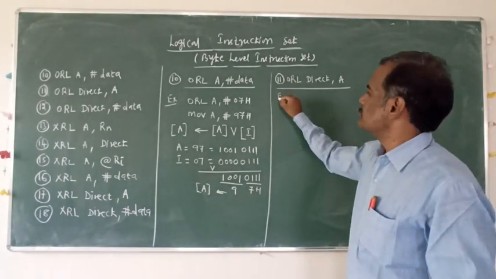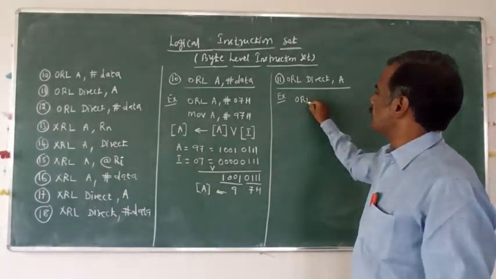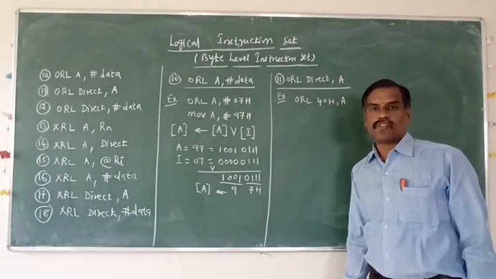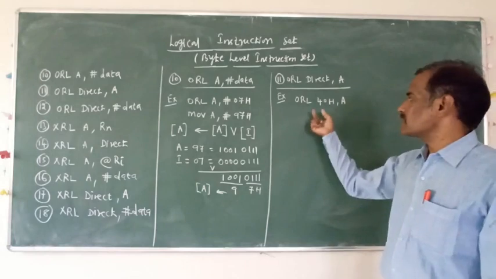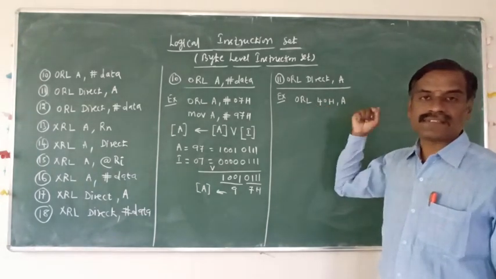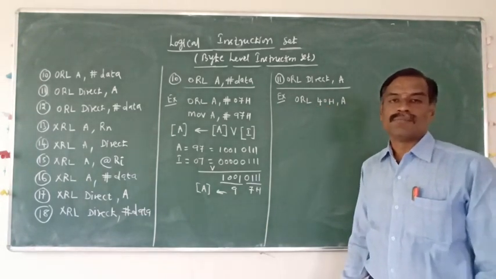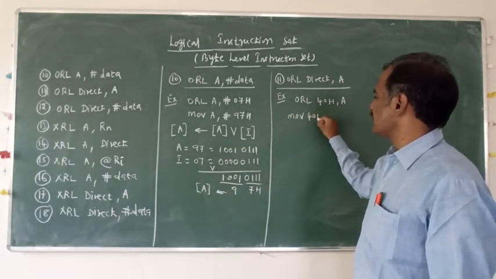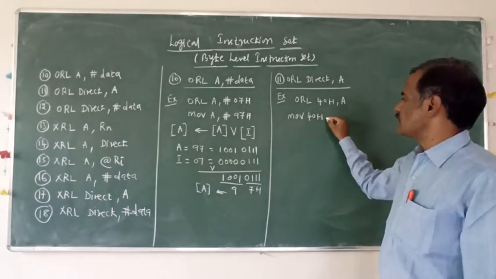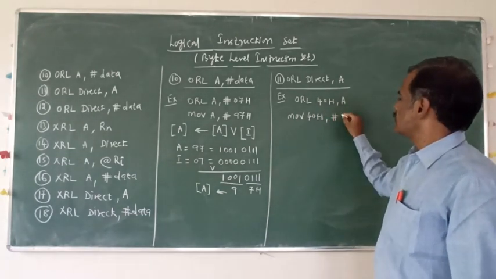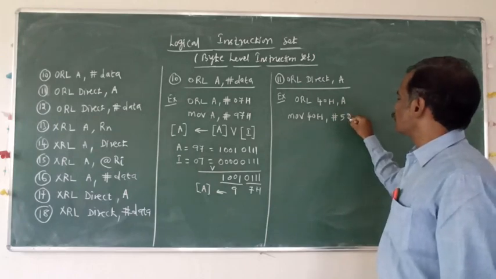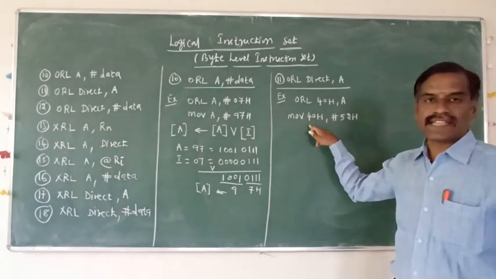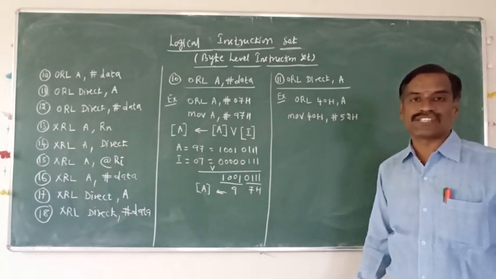Okay. Example, ORL 40H comma A. First we have to initialize the 40H memory address location data. For that, MOV 40H comma 52H. The 52 data is immediately moved to the given 8-bit memory address location.